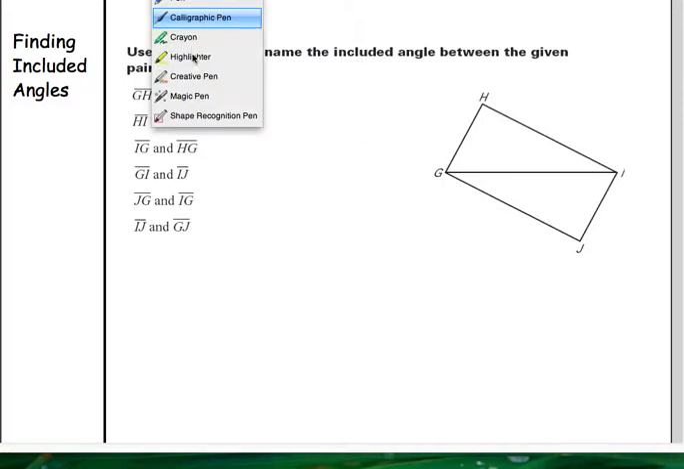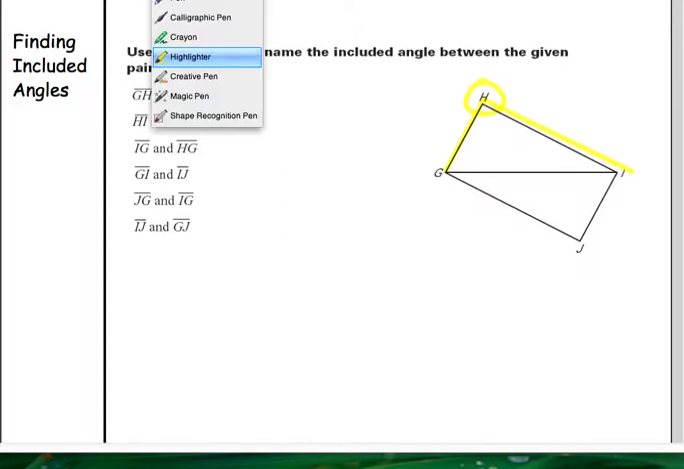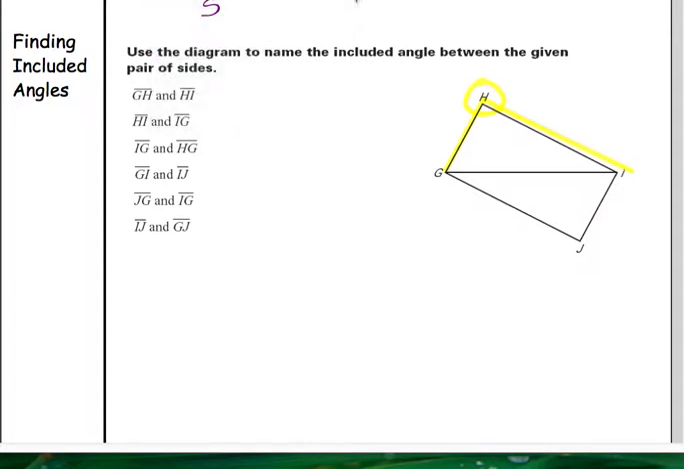So let's look. I'm going to do highlighting, but I'm also going to erase my highlighting, so you might need different colors if you're going to highlight along with me in your notes. So GH is given, HI is given. That angle that they form is angle H. Is it the only angle at H? That's what I have to decide before I name it. It is the only angle at H, so I can just say angle H for the included angle there.